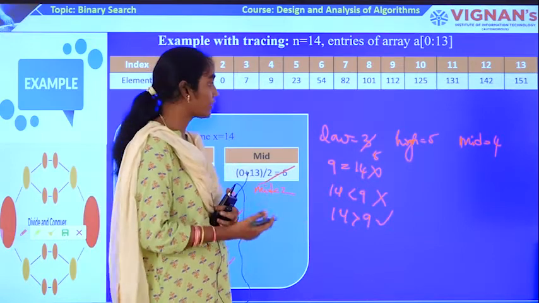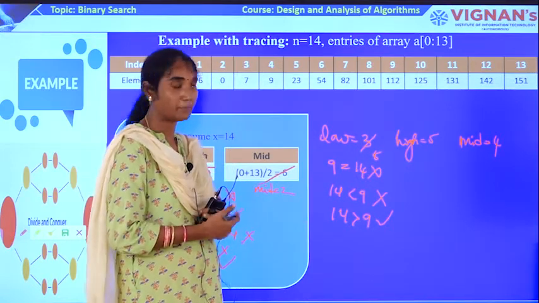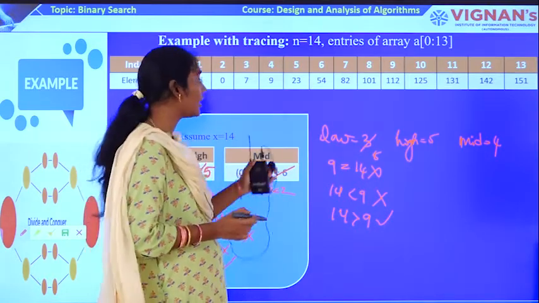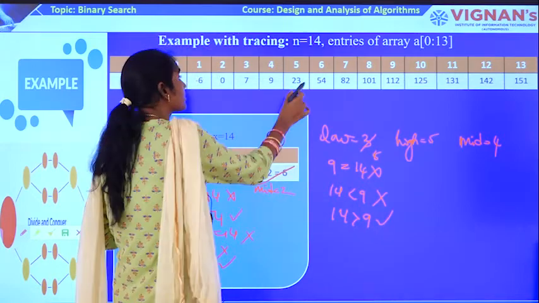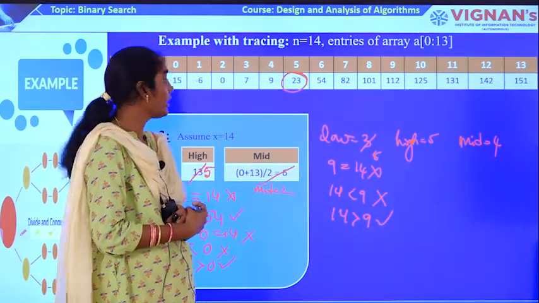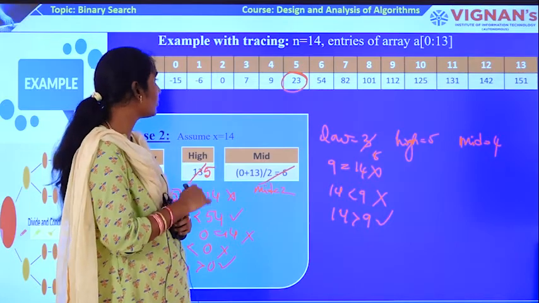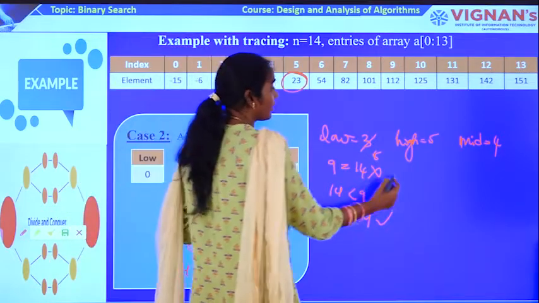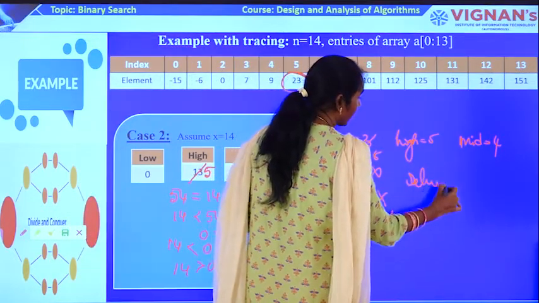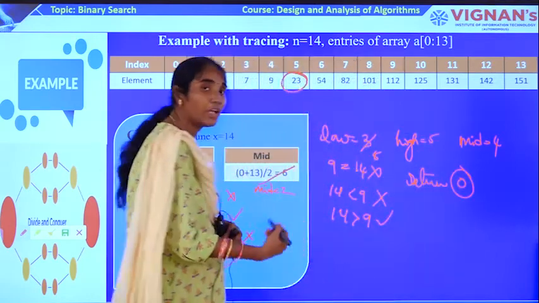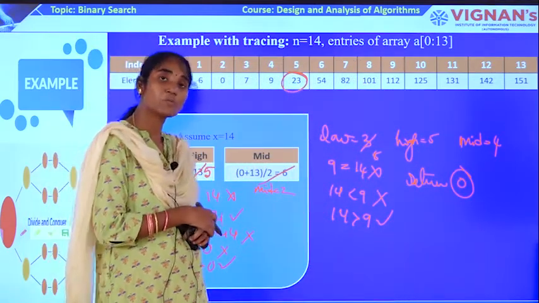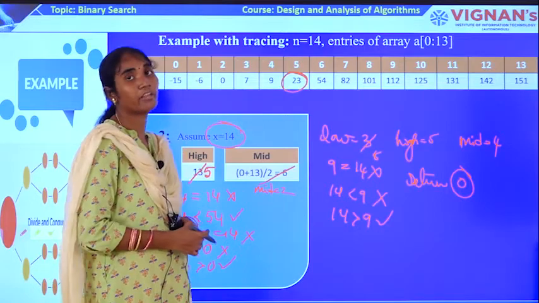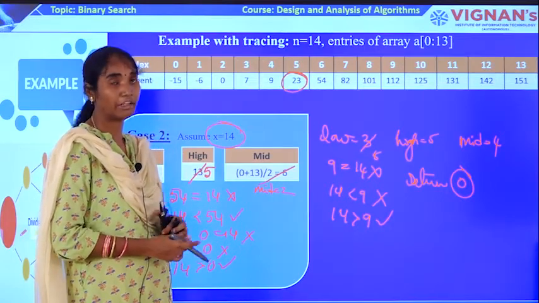Now I need to check one more condition. As the low is equal to high, I check A of low, which is A of 5, consisting of 23. Is 23 equal to the given x value? No, the condition failed. As this condition failed, I have to return 0. Whenever I return 0, the corresponding key element is not found. So here x equal to 14 is not found in the given list. That's why we are finally returning 0.